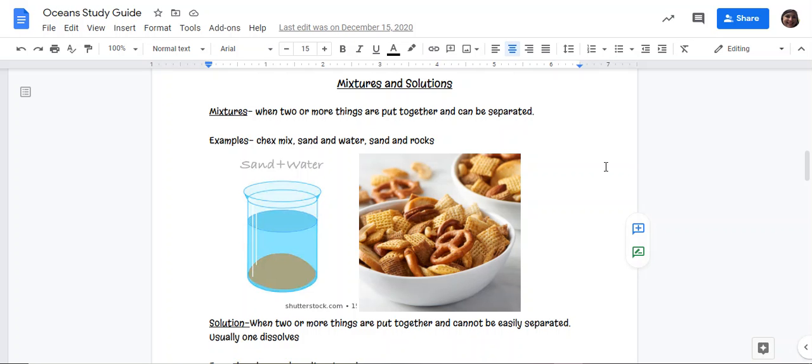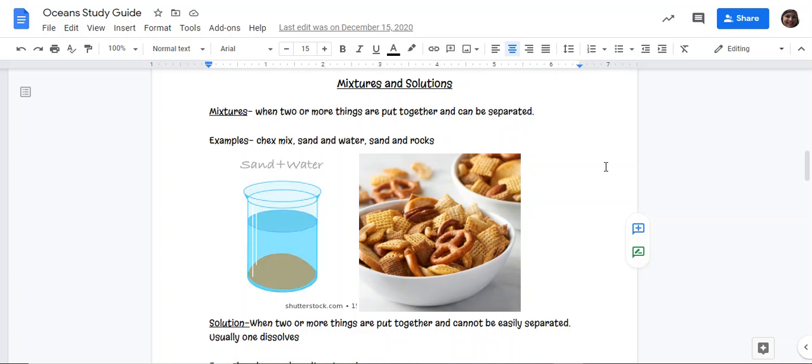together, or three things, two or more, and they can be separated, even if it takes effort, without having to physically change any of them. Some examples of that are Chex Mix, sand mixed with water, or sand and rocks.